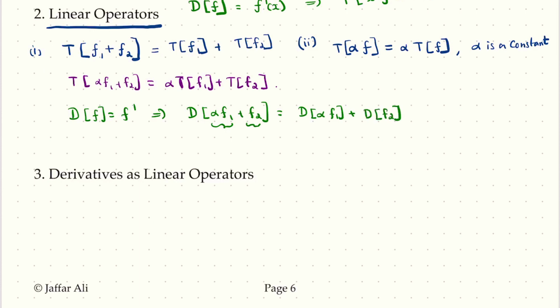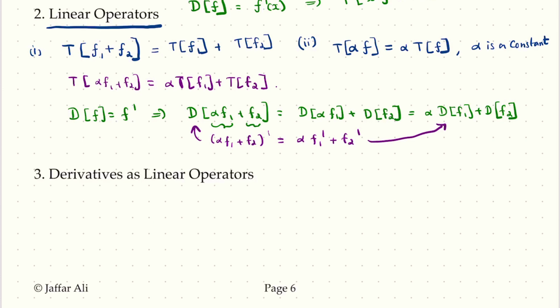And we also know if you have a constant with respect to the derivative, you can pull it out. So this is going to be alpha d of f1 plus d of f2, right? And it satisfies the property of a linear operator. In other words, you can say alpha f1 plus f2 prime is equal to alpha times f1 prime plus f2 prime. And this is exactly the same as that one. So it's a linear operator.